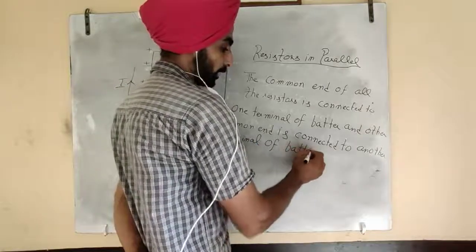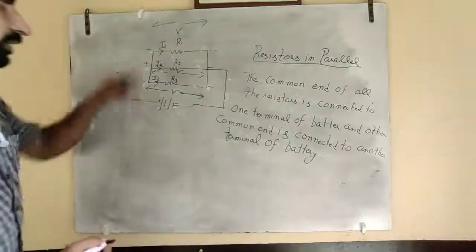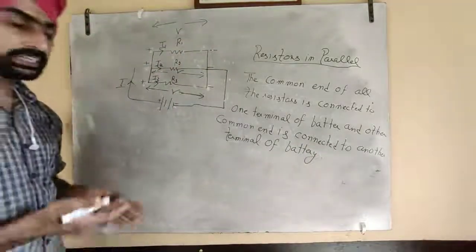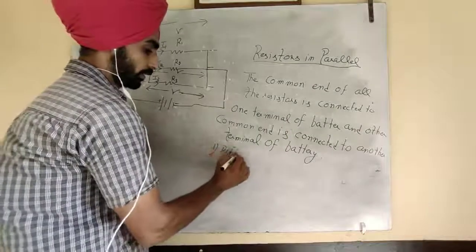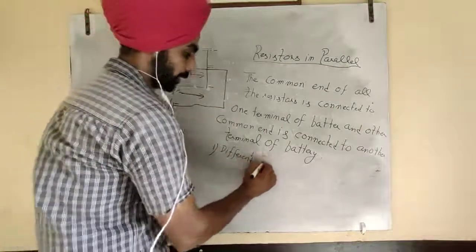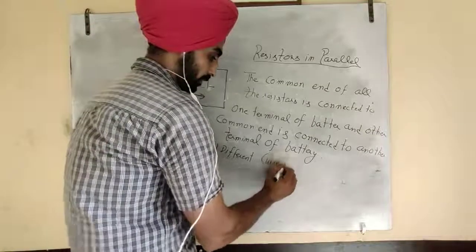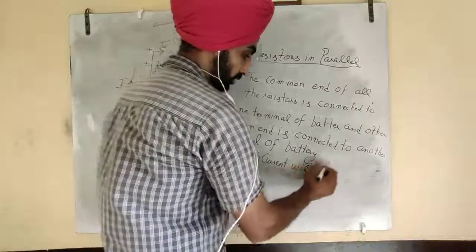So current is going to get divided. So different current will flow through each resistor. So first point is different current will flow through each resistor.